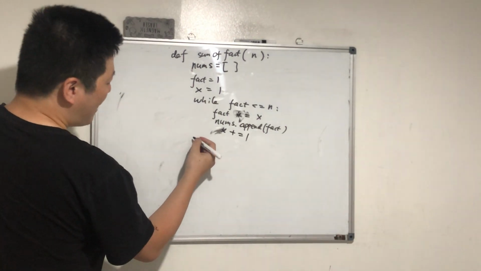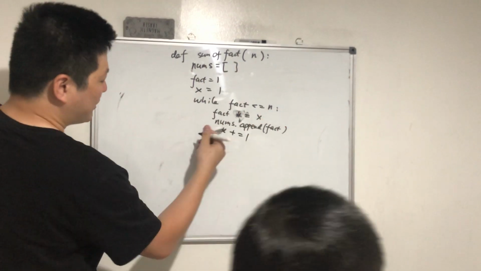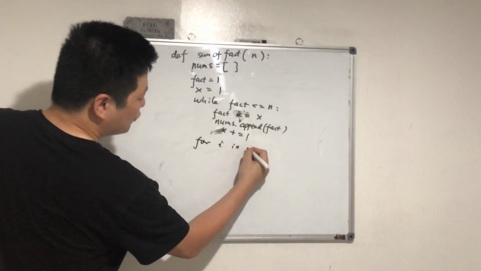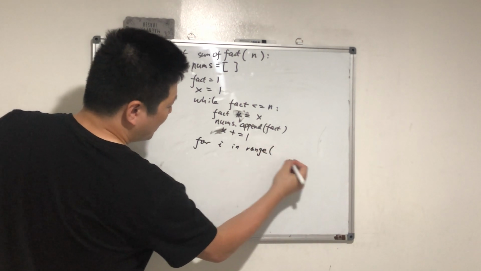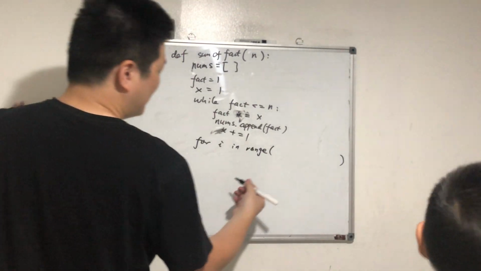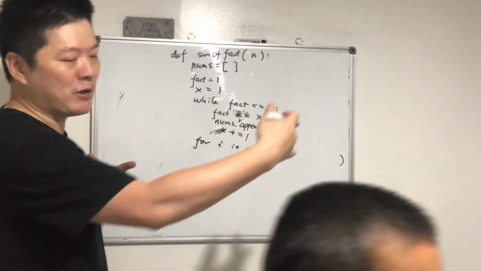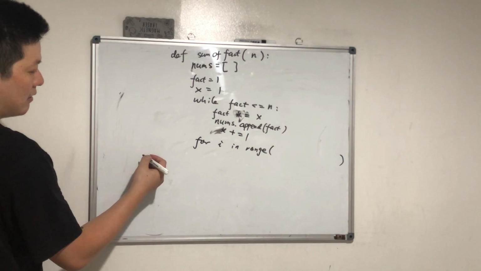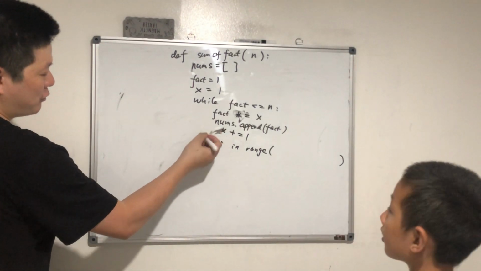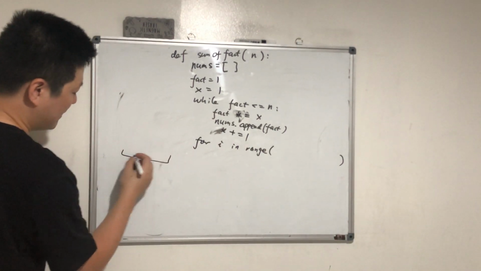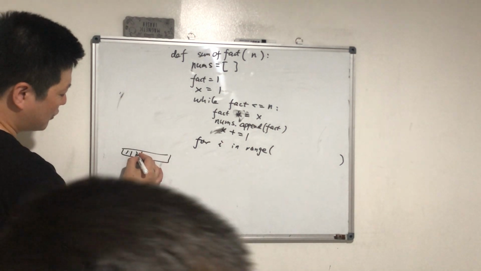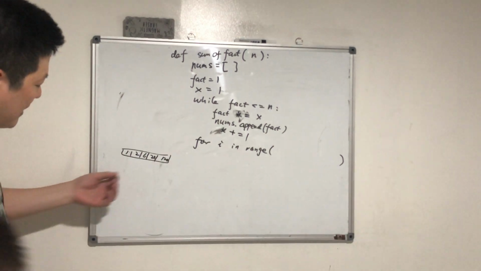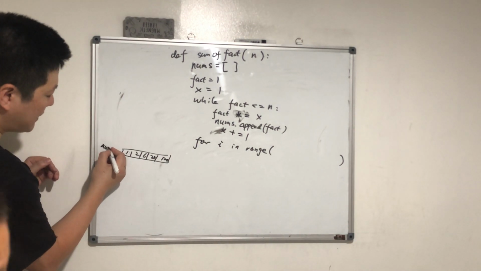Okay, now I want to start from the largest one. So for i in range. Wait. What should I put here? There are 3 parameters. Start from the beginning. The rightmost element is what? Minus 1. Yeah, but what are we trying to do here? The nums here is 1, 2, 6, 24, 120. Yeah, look. That's nums. Nums array will be here.